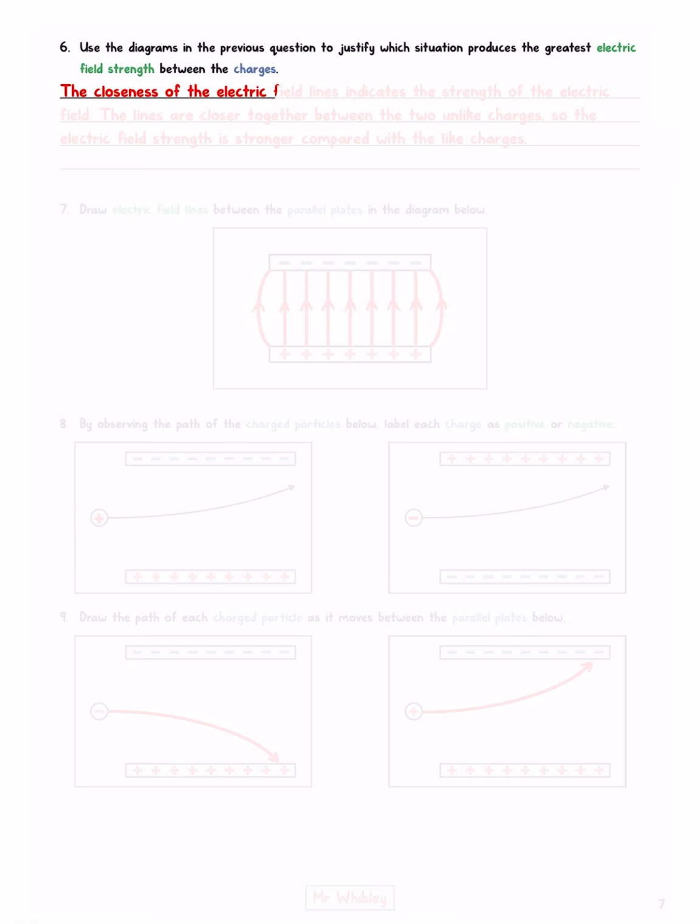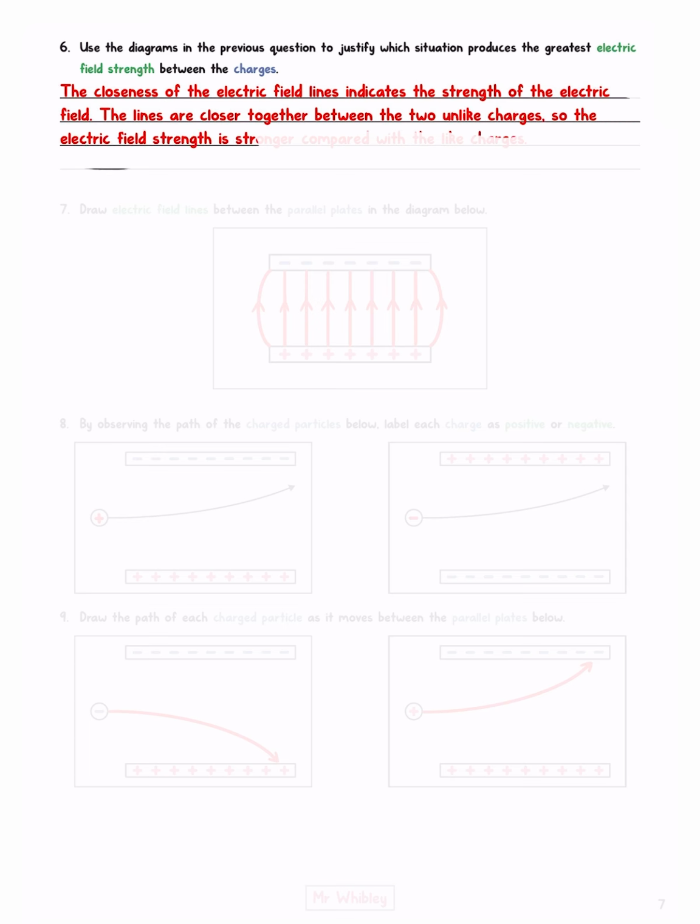The closeness of the electric field lines indicates the strength of the electric field. The lines are closer together between the 2 unlike charges, so the electric field strength is stronger compared with the like charges. Question 7. Draw electric field lines between the parallel plates in the diagram below.